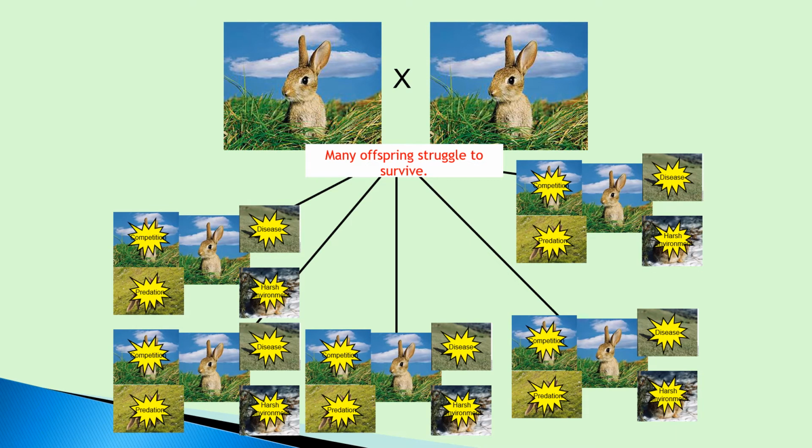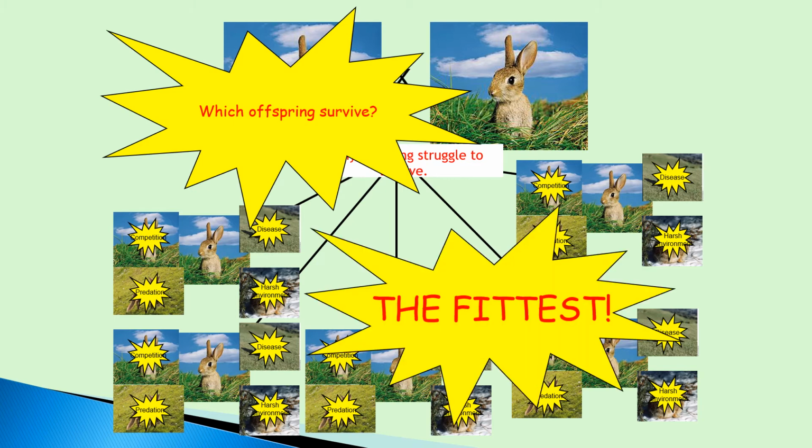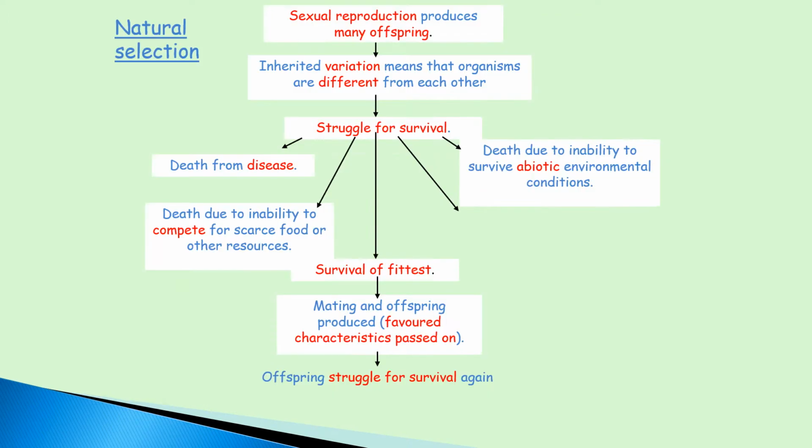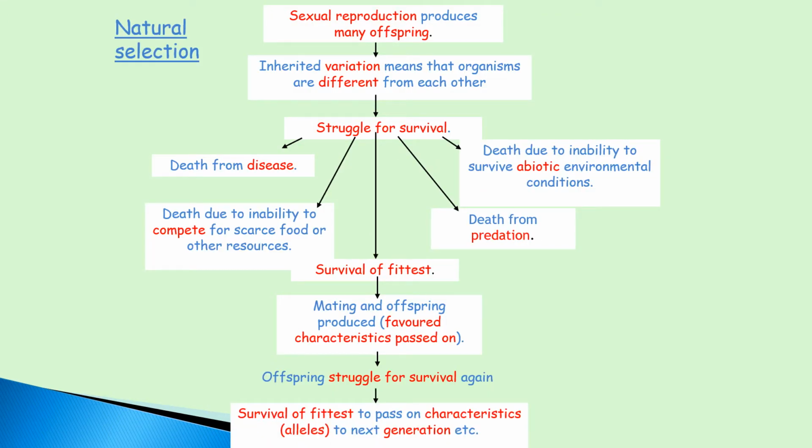So again, only the strongest will survive and will be able to reproduce. So only the fittest survive, and this is called natural selection. So let's summarise this in the one diagram. So you've got sexual reproduction produces many offspring, and inherited variation means that organisms are different from each other.